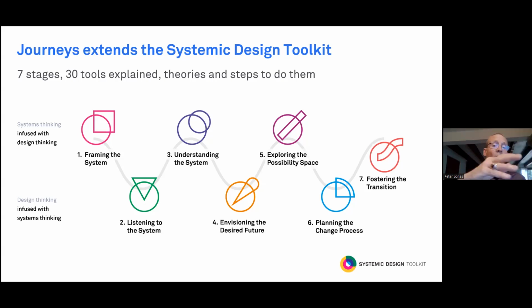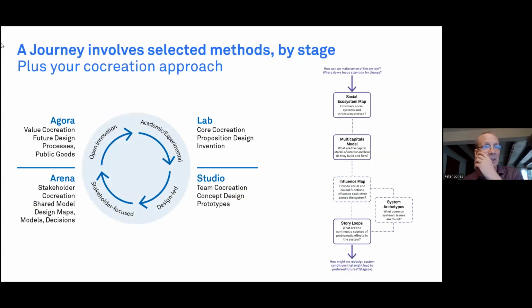But as we go from 1 to 2, we kind of focus. We go from more systems oriented to more design oriented, design research and listening to the system. And then from understanding the system modeling, to envisioning with the stakeholders and reframing. So it's more design led. And that's a way to think about the different stages of the methodology.